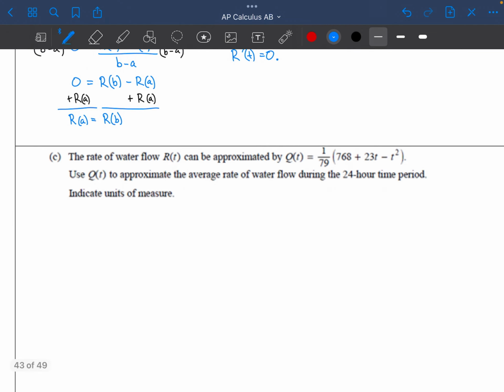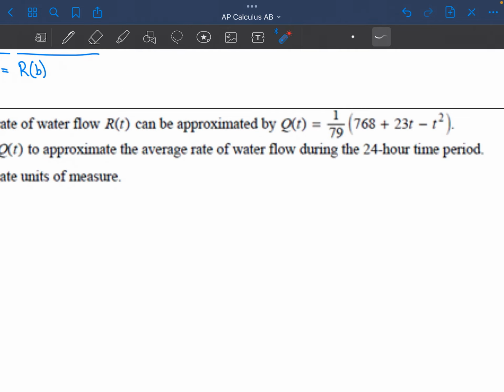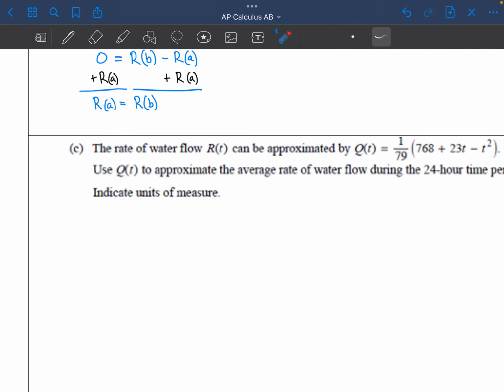Part C. Oh boy, whenever I see this function, I really, really wish I had a calculator right now. Oh boy. And we need to approximate the average rate of water flow. There's a lot of things going on for this one. The C is going to be worth a lot of points. There's a lot of things to do here.